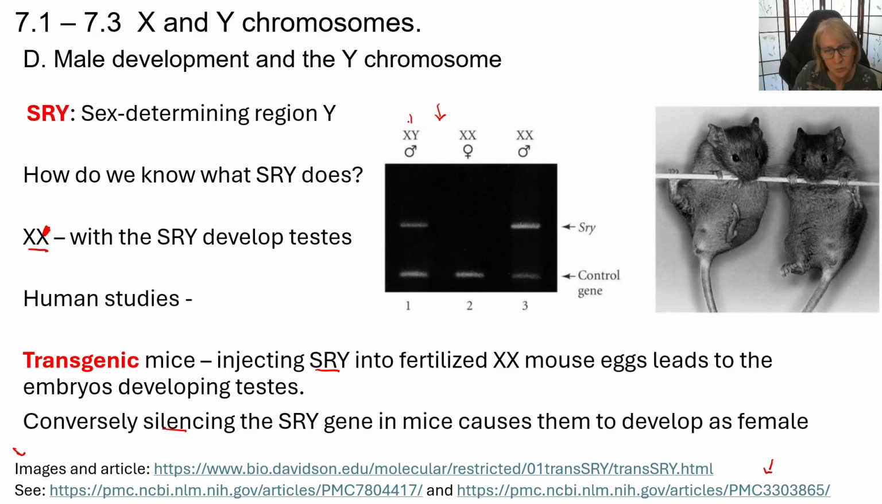In this case, an XY mouse actually has the gene SRY. An XX mouse does not. If I take my mouse that was fertilized as XX and I add the SRY gene during development, the embryos will develop testes. These develop as male because they have the SRY gene. Transgenic means that I change the genes, I cross genes from one thing to the other. These are transgenic mice that I'm doing these experiments in.